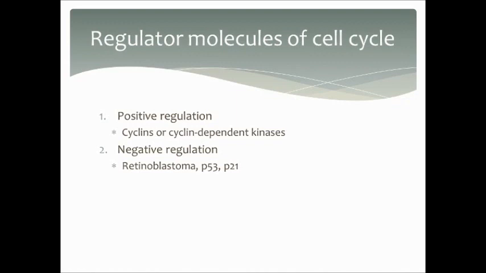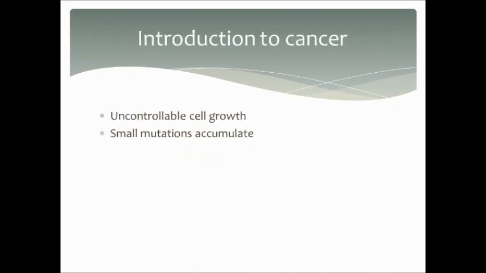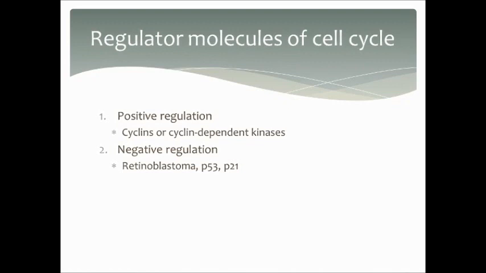Like we already talked about a little bit, the cell cycle can have positive or negative regulation. Positive regulation meaning that the cell cycle will be propagated, and negative regulation meaning that it will be inhibited. So there are different molecules that can propagate the cell cycle, and different ones that can inhibit it. Cyclin-dependent kinases, or CDK, will propagate it. Negative regulation is done by the retinoblastoma protein, P53 and P21.